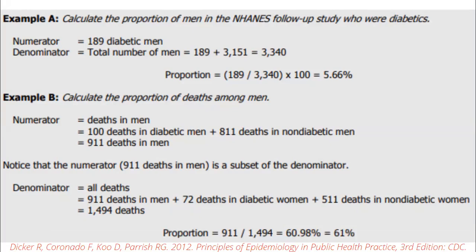So how do we compute the proportion? The numerator, 911, represented by the total number of deaths in men, divided by the total number of deaths on follow-up, which is 1,494. We multiply the quotient by a factor of 100 because, again, proportion is better expressed as a percentage. So we get a result of 60.98, or 61%.